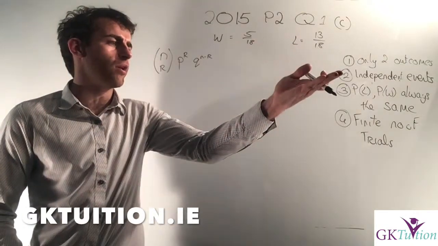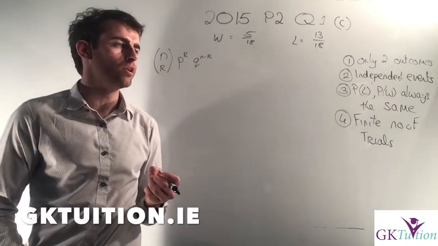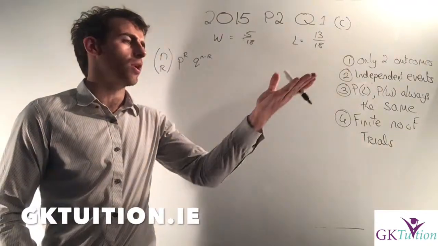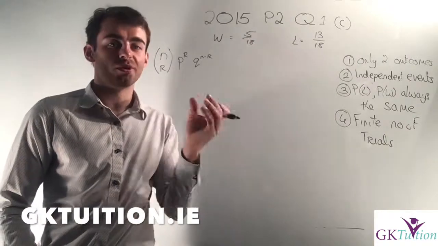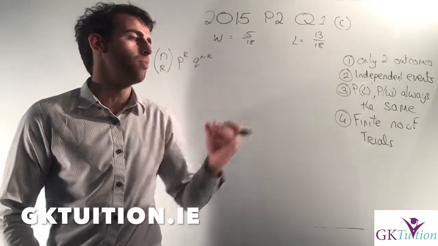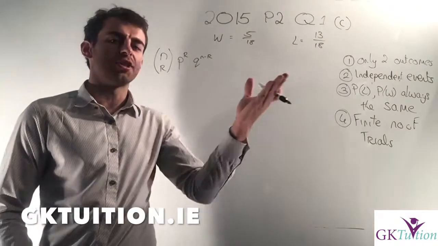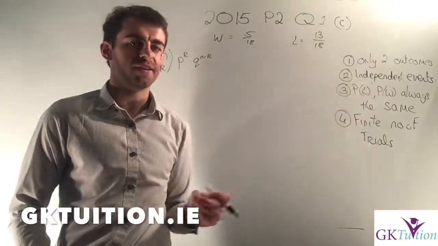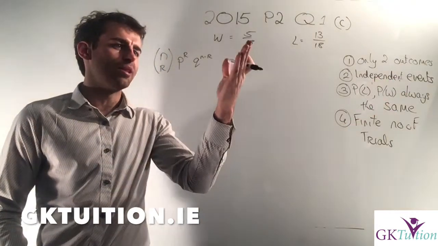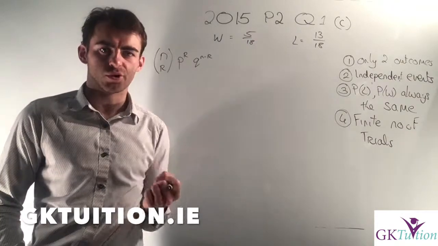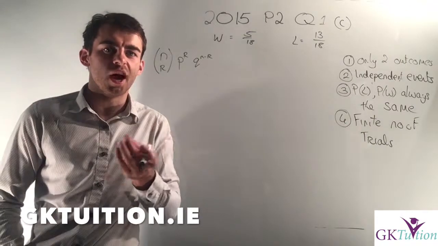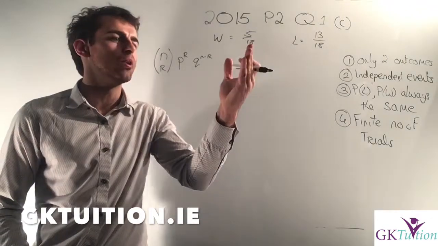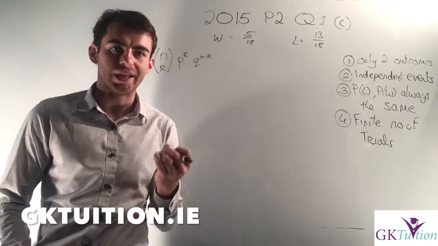Now you'll notice I've written out the 4 conditions here for a Bernoulli trial. If it's a Bernoulli trial, that means there can only be 2 outcomes. Well, in this case, I can either win or lose. There's no draw, so I only have 2 possible outcomes. Another condition of a Bernoulli trial is that they're independent events. Or in other words, the probability of winning will be the same with every throw. So if I win the second one, that doesn't change the odds of winning the 3rd one. I will always have a 5 out of 18 chance of winning this game.